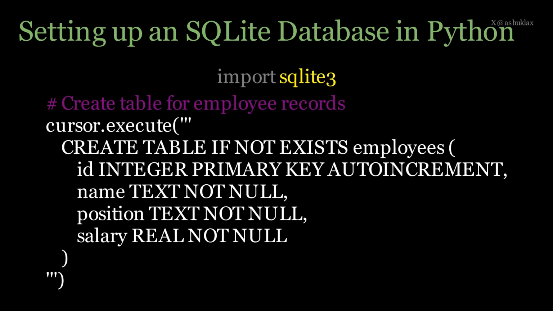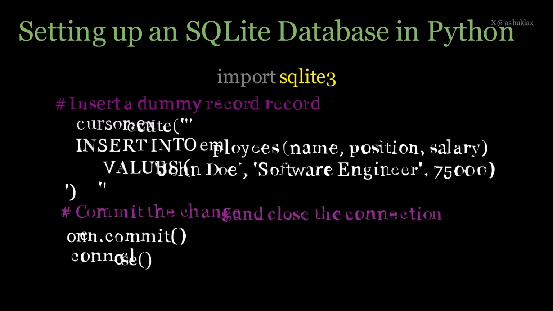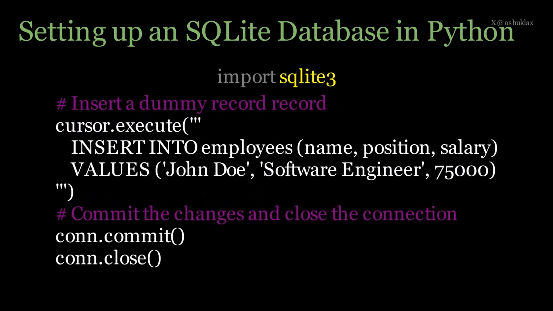Real is the data type which is specified. The column will store real floating point numbers, and not null, again because this constraint ensures that the column cannot have null values. Alright, so now we are going to insert a dummy employee record. First of all, you insert some comments and then you write the SQL statement inside cursor.execute. This method is used to execute SQL commands.